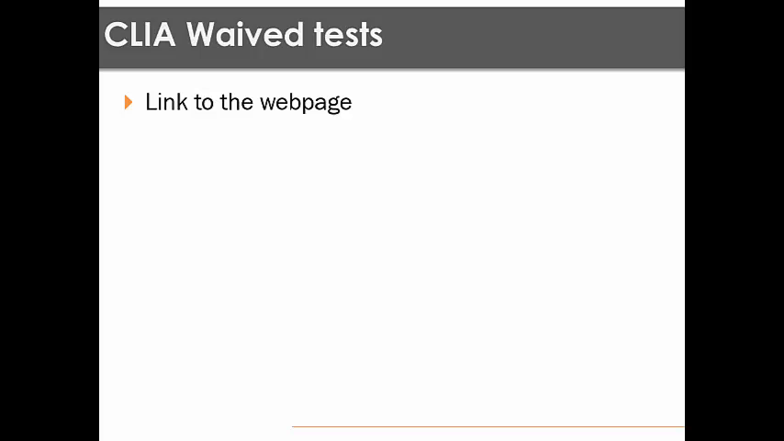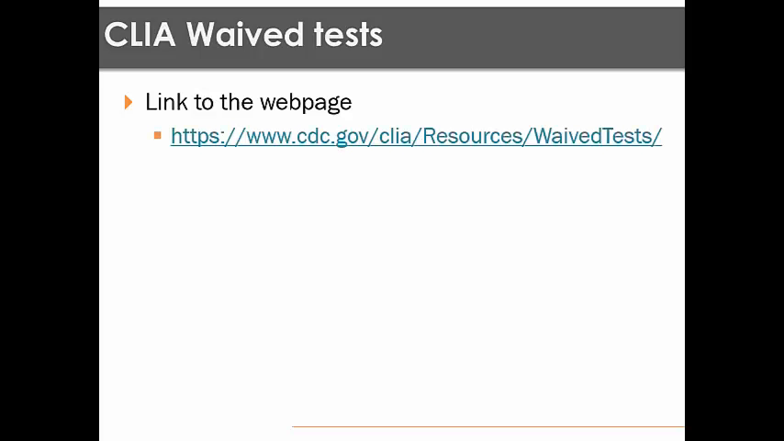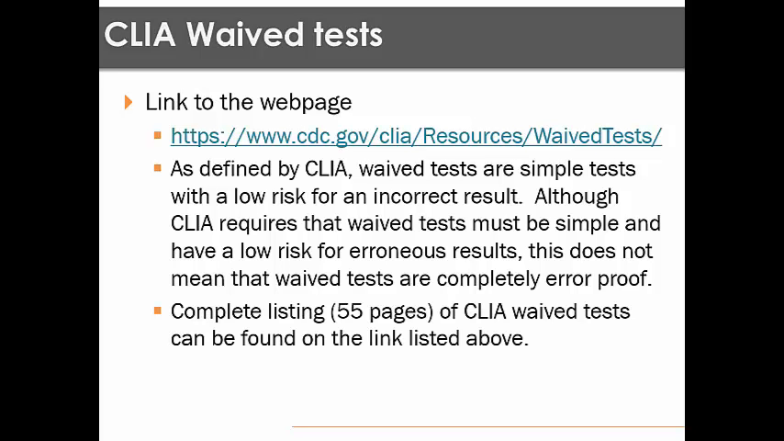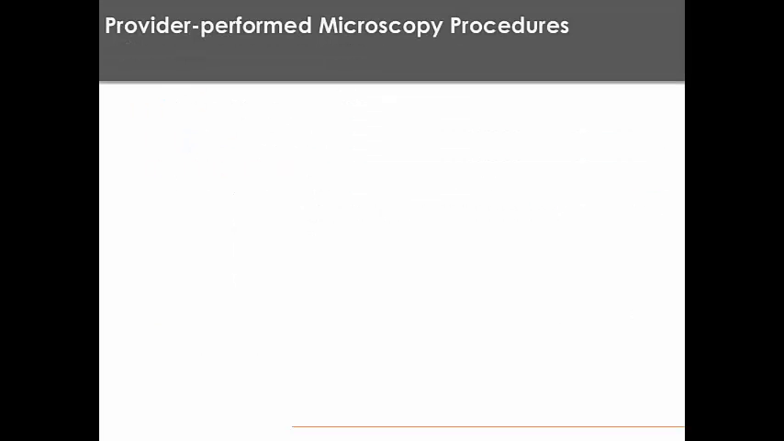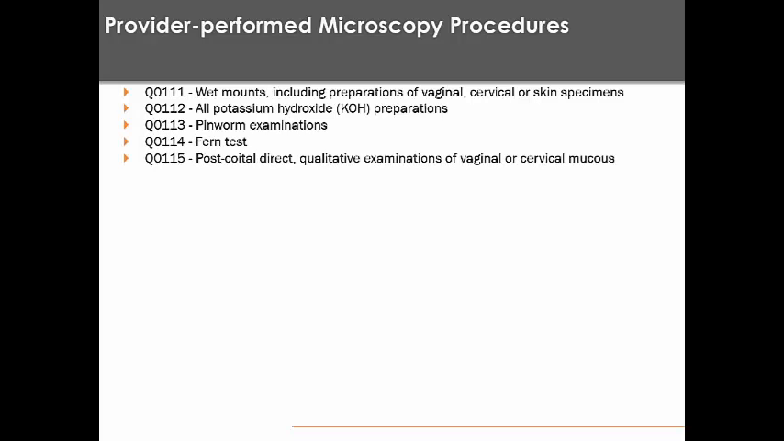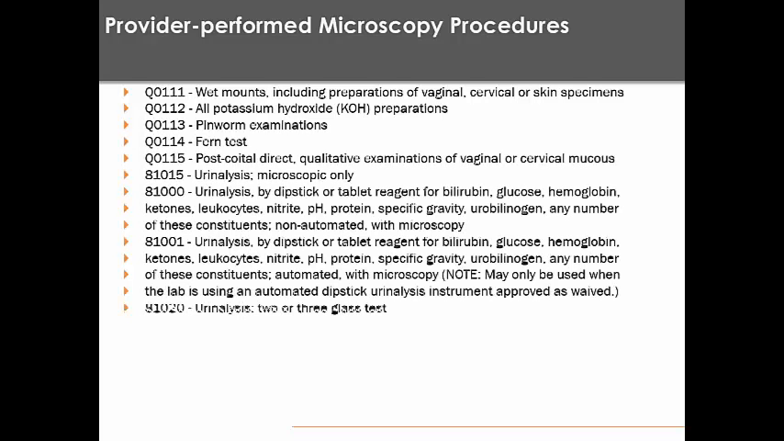Your CLIA Waived tests you can find at the cdc.gov website, and here's a link to that resource. As defined by CLIA, waived tests are simple tests with a low risk for an incorrect result. Only remember that it doesn't mean that they're completely error-proof. There is a complete listing of 55 pages of CLIA waived tests if you go to that link. Provider-performed microscopies are all of these listed here. And these are also on that link that you previously saw.